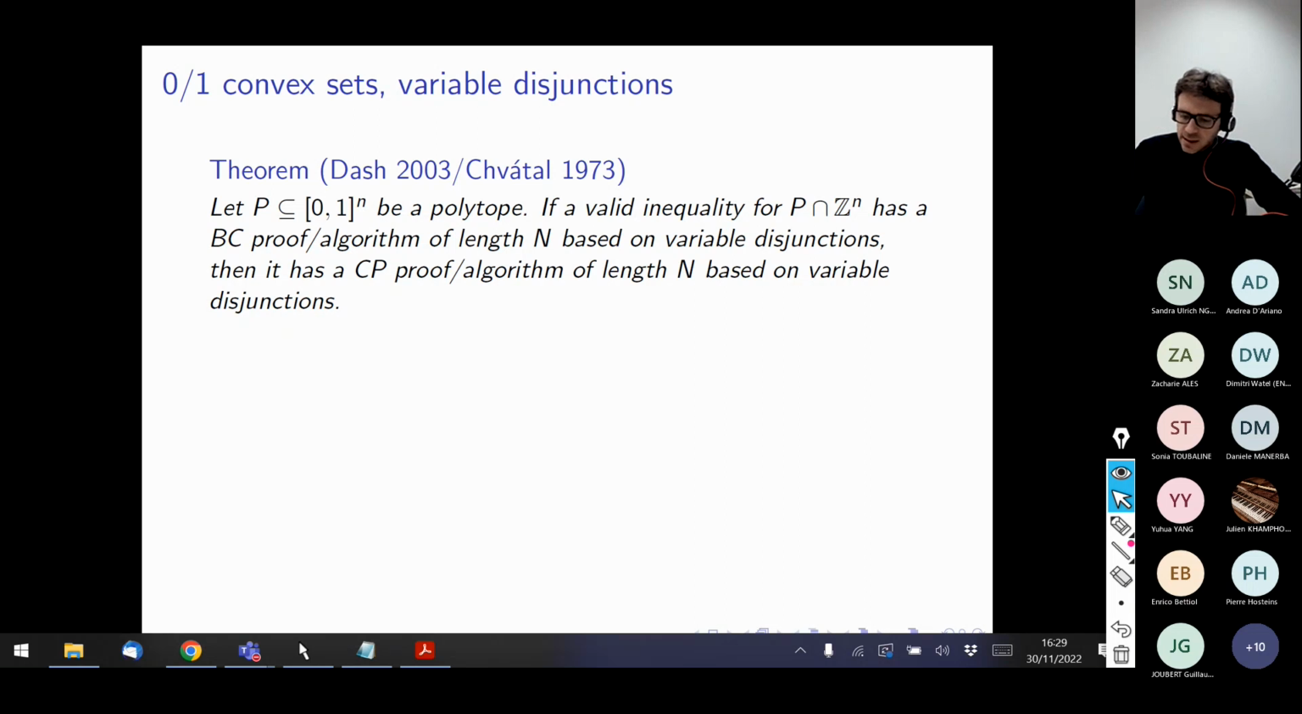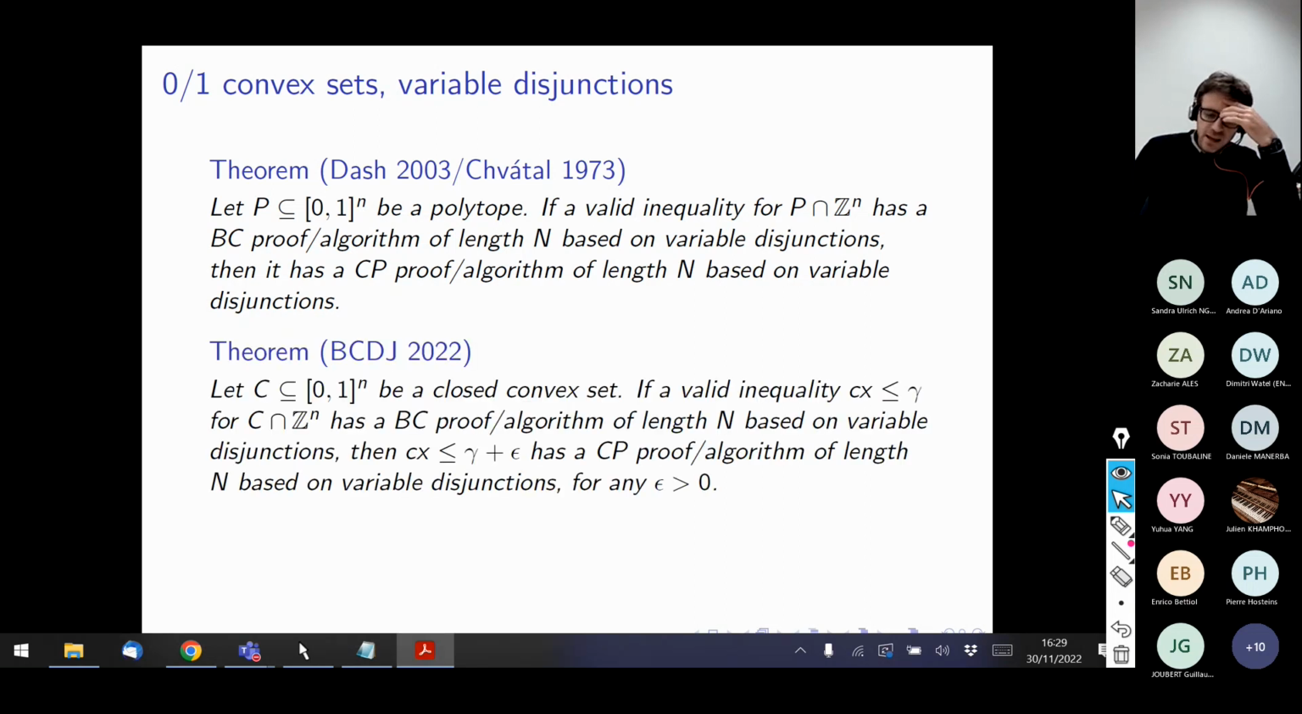Now, our first result is that this can be extended to the convex case. So the statement is exactly as above, but now the set in the 0, 1 cube is convex. But now we are only able to prove that the inequality, I called it delta before, is valid up to some epsilon. So for any epsilon, if we have a branch and cut proof of length n of our inequality, then we have a cutting plane proof of the same length, which only uses cutting planes, which proves the approximate inequality Cx less than or equal to delta plus epsilon.